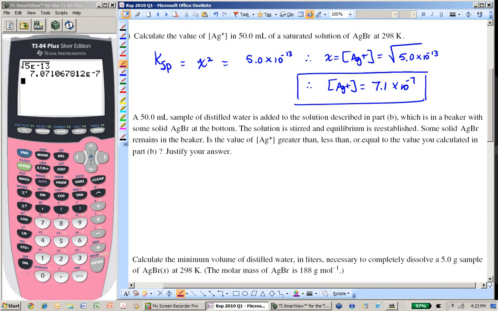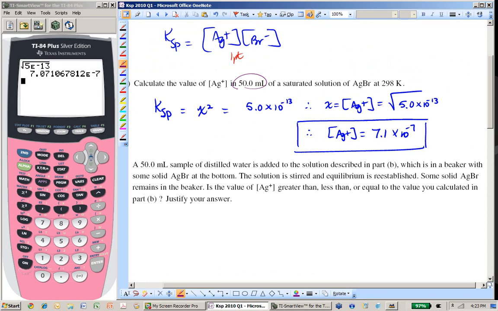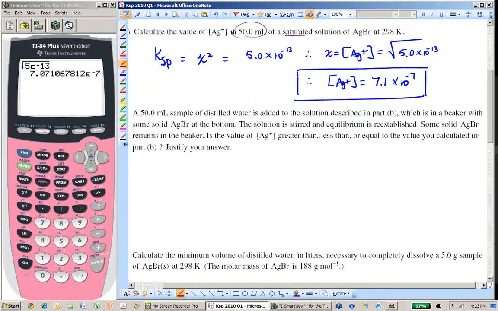So the solution is stirred, equilibrium is reestablished, some solid remains. Is the value of the silver ion greater than, less than, or equal to the value calculated in Part B? Okay, folks, here's the point. It didn't matter that you only had 50 milliliters of solution. You could have had 3 liters, or 35 gallons of solution. As long as it is saturated and has some solid present and has established equilibrium, you still have moles per liter of 7.1 times 10 to the minus 7 in the case of the silver, or the bromide, since they're the same. So, is it greater than, less than, or equal to?